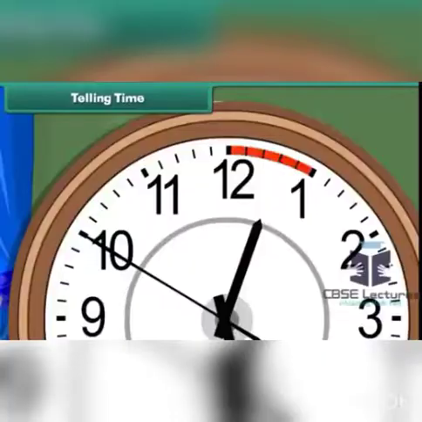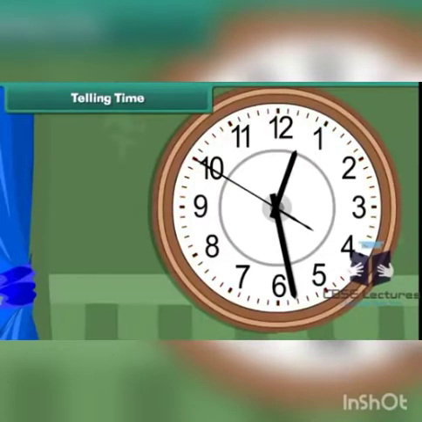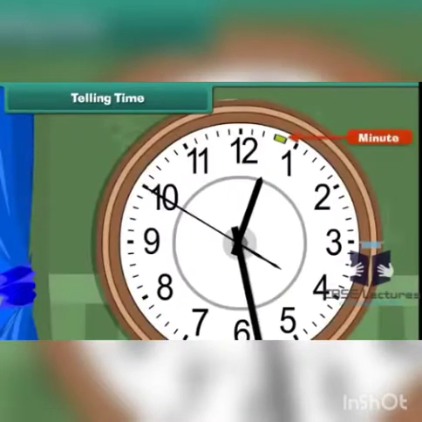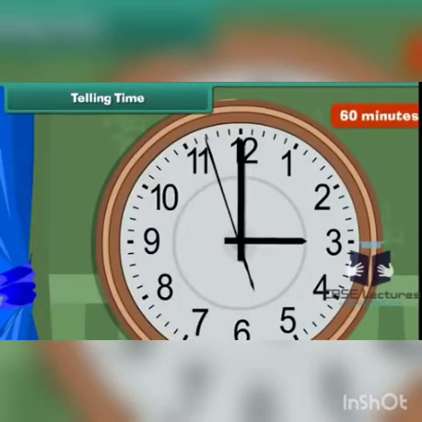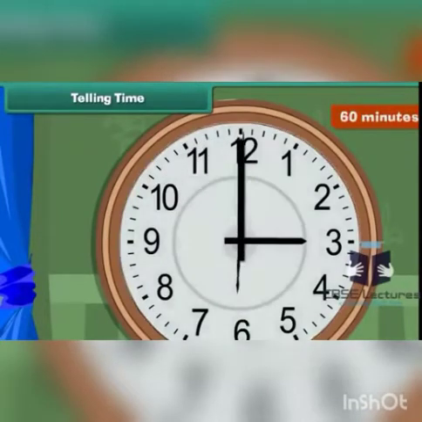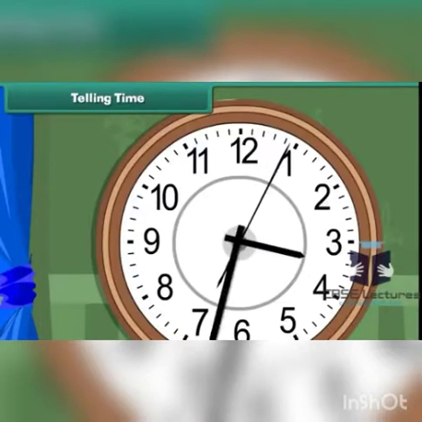Look carefully. There are small lines in the clock. There are 5 equal divisions between two numbers. The total number of such equal divisions in the clock is 60. Each one represents a minute. One full circle of the clock, 60 minutes, is equal to 1 hour.